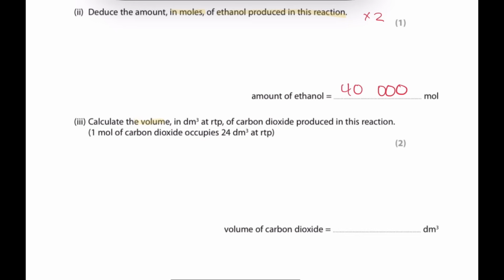Calculate the volume of carbon dioxide produced in this reaction, and they want it in dm cubed. The equation we are going to use is moles times by 24, and this is going to get our volume. So we have our moles over here that we want of carbon dioxide.